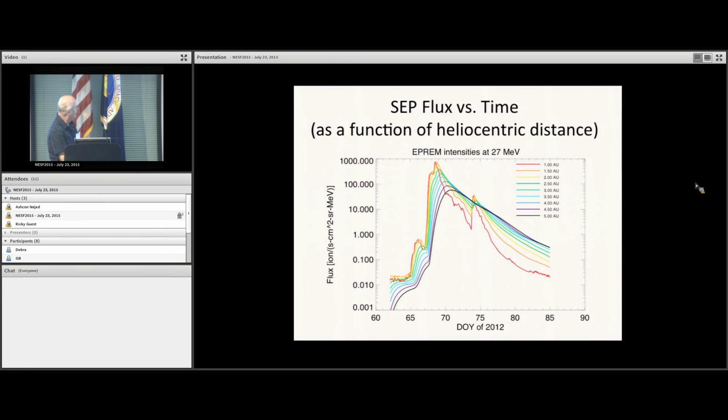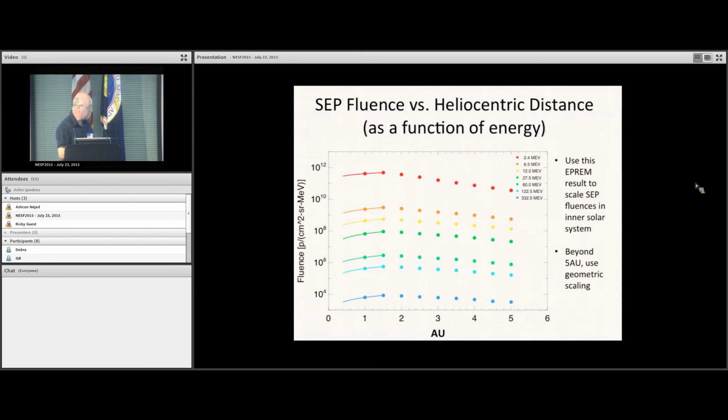That shows the flux of particles at 27 mega electron volts, these are protons, as a function of the day of year in 2012, then as a function of distance. So the red curve here is at 1 AU, and as it moves successively further out, it arrives later in time and starts to become smeared out as it moves out through the solar system, filling a greater volume.